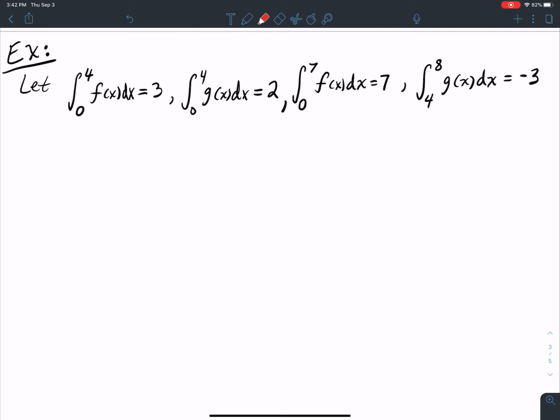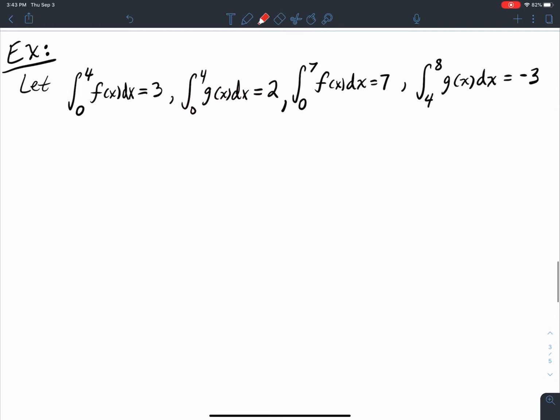Okay, so in this video, we're given a bunch of information about definite integrals, and we're asked to evaluate the given definite integrals. So the first bit of information we're given is the definite integral from 0 to 4 of f of x dx equals the number 3. We're given that the integral from 0 to 4 of g of x dx is equal to 2.